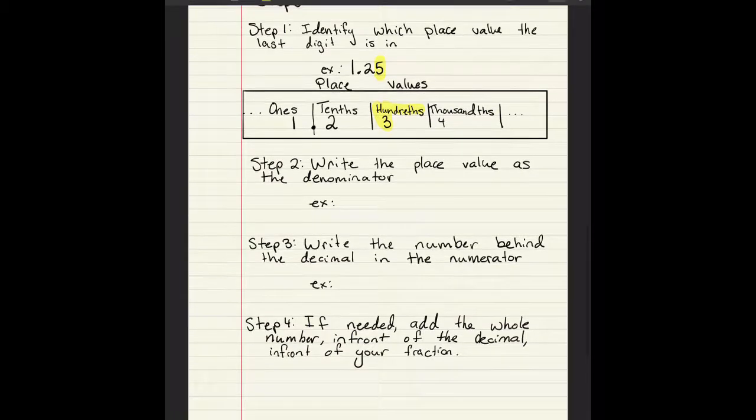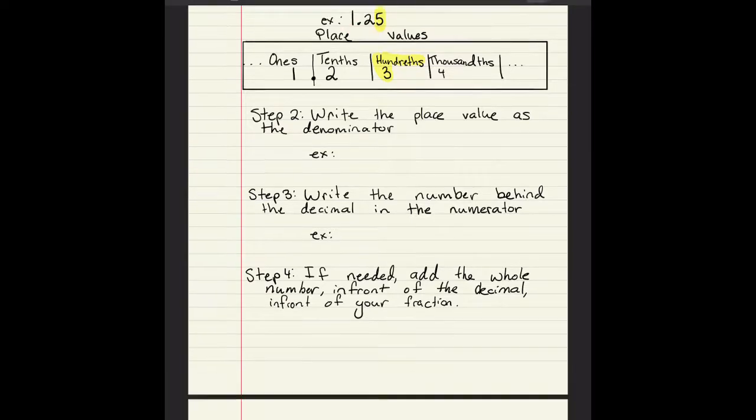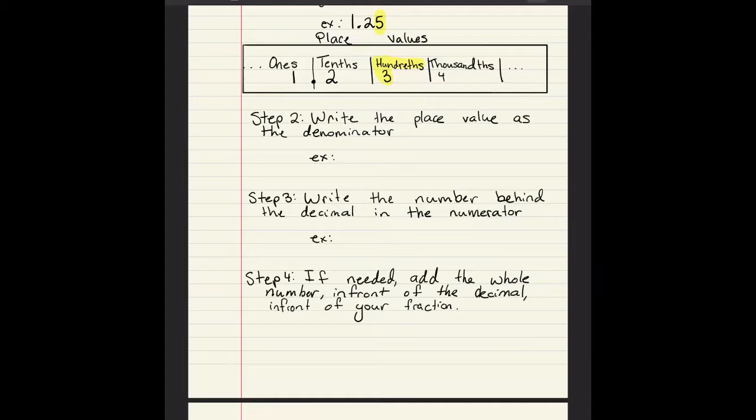So we've identified where it belongs. It belongs in the hundredths place value because it's the whole number, so it's ones, then our decimal, and tenths, hundredths. Now write the place value as the denominator. We're still working with 1.25. Our place value is in the hundredths, so it's 100.